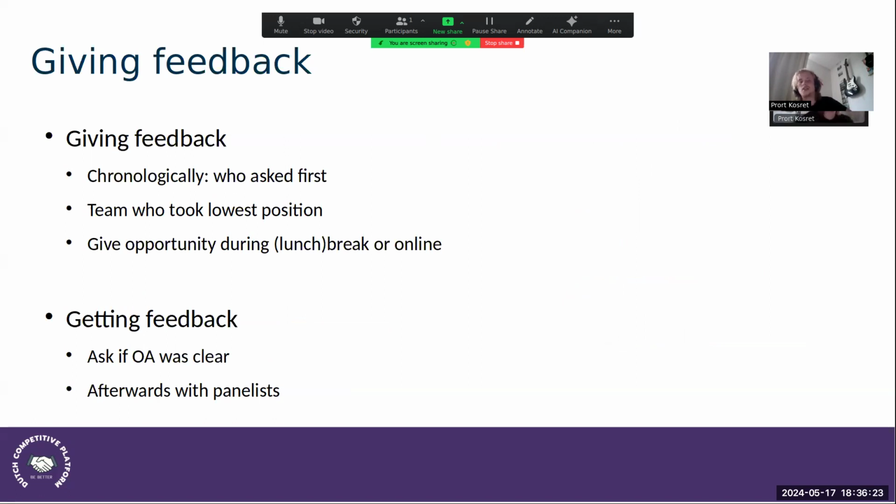Then, if everyone just comes at the same time, or everyone raises their hands at the same time, you can give the team who had the lowest position feedback first, because they have the most to learn, or they can use it the most. It's just a courtesy thing. It's not really a hard rule that I'm giving you. This is what I think is the most courteous thing to do.